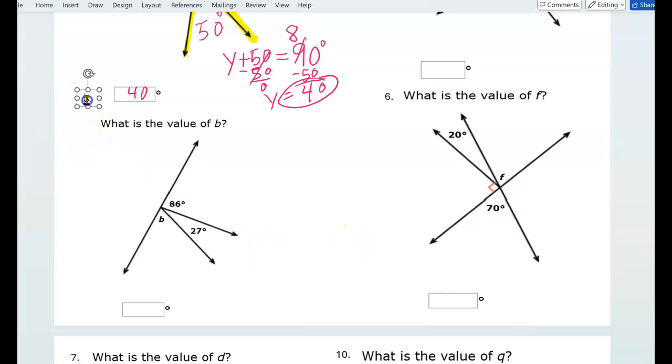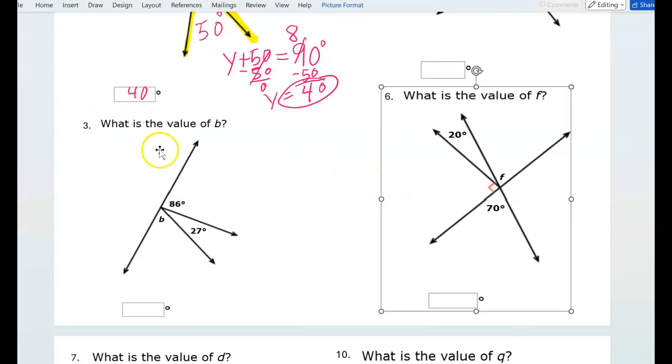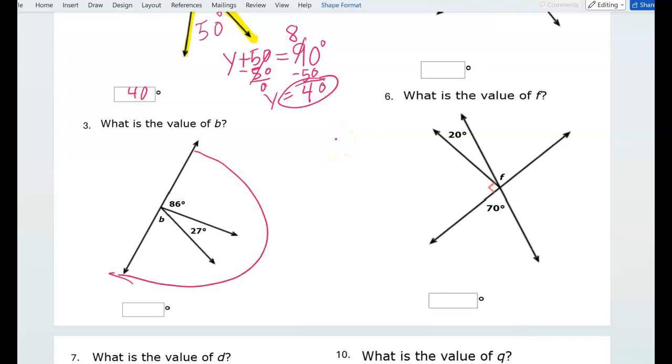Number 3 is a straight line. Can you see this? It's a straight line, so it's equal to 180 degrees. The whole angle is. They want us to solve for B. What's the value of B? They're telling us that this angle is 86 degrees. This angle is 27 degrees.